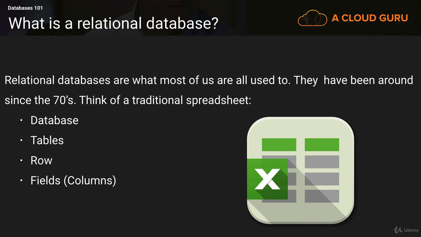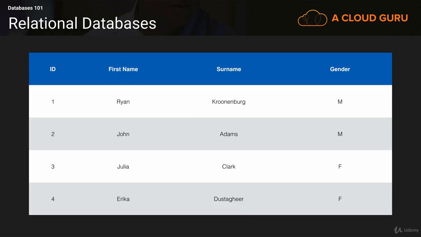So let's have a look at an example of a relational database. So here is a good example. It's got 4 fields. So we've got ID, we've got first name, we've got surname, and we've got gender. And then we've got 4 rows or 4 entries into this database. So the first one is me. So my student ID, which might be unique, is number 1. And then my first name is Ryan, surname Cronenberg, and gender male.